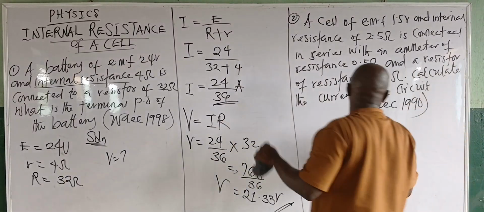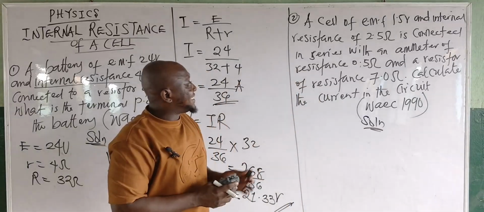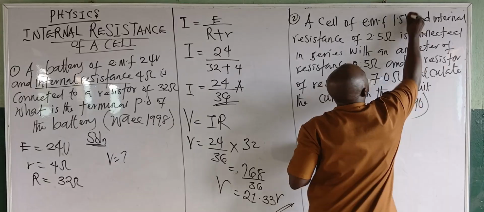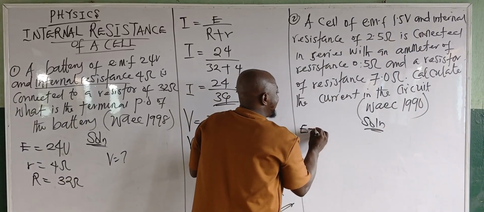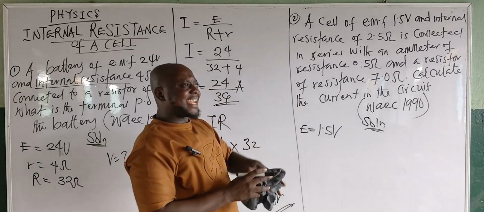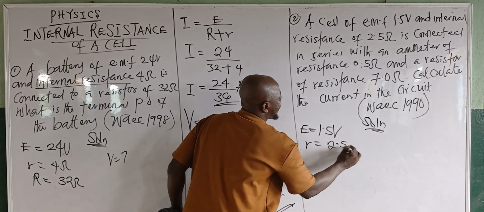So how do we provide the solution here? The first thing we need to know, as in question one, is that we have to list what is given to us, please. So EMF has been given. E has been given to be 1.5 volts. They said it's connected to an internal resistance, so small r has been given to be 2.5 ohms.